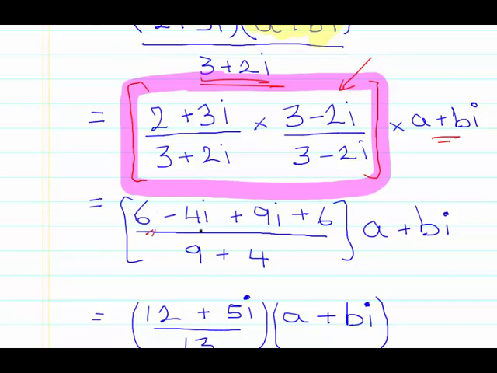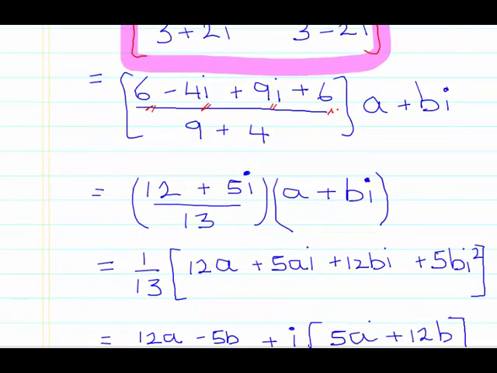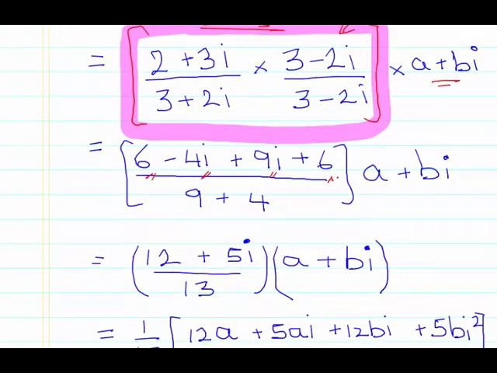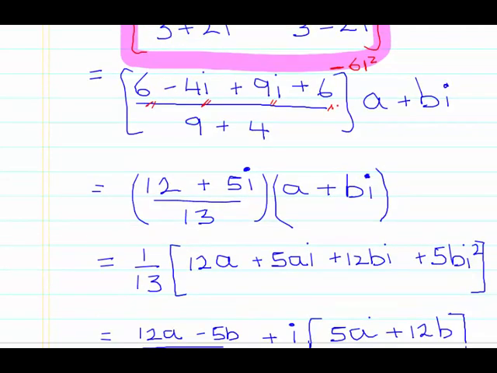6 minus 4i plus 9i plus 6, and when we work that out, we should get, sorry, just to be clear, the plus 6 is minus 6i squared. I should have just mentioned that. We'll run into that very quickly. That's the minus 6i squared, which is plus 6. So that works out to be 12 plus 5i over 13.